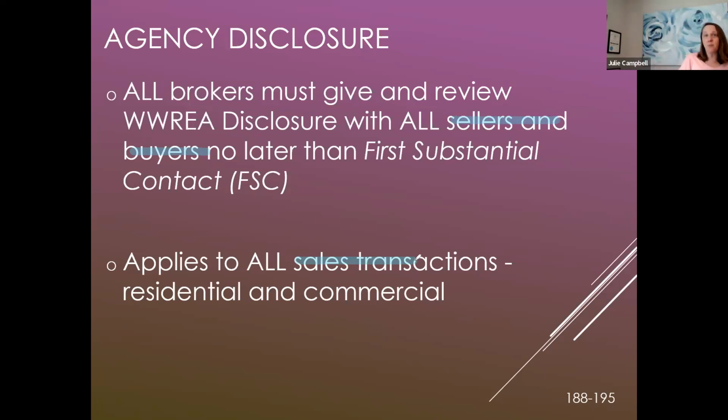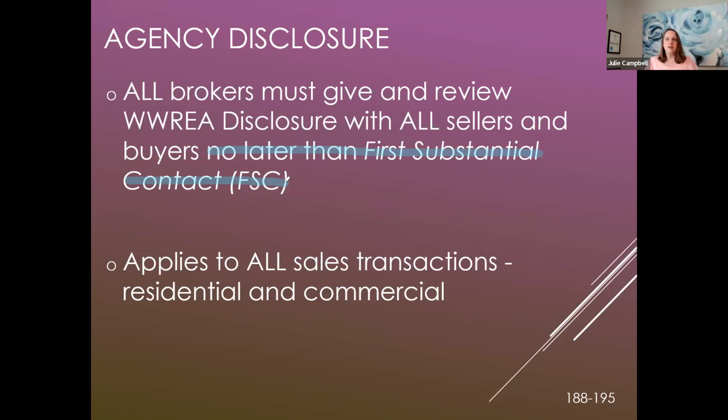You may find some property managers have a disclosure. That's their choice. That's not a requirement of the commission. So you may come across it in property management, absolutely. But this is only for sales transactions. Understand, residential and commercial sales are sales transactions. And we have a duty, and this is the tough part about this form, to do this no later than first substantial contact.